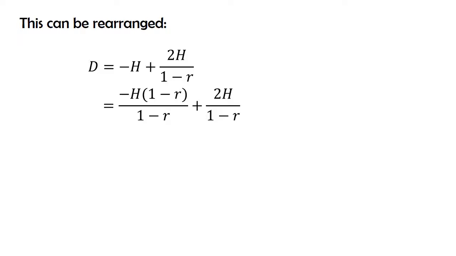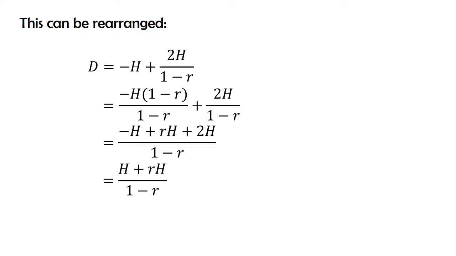But let's do some rearranging to make the formula look a little neater. We'll start with this. We'll take the negative h and get a common denominator of 1 minus r, so we multiply top and bottom by 1 minus r. We'll then distribute the negative h into the parentheses and add the two fractions together. We do that in one step. So here we have negative h plus rh plus 2h. Well, we can't do much with the rh because we don't know what r is, but the 2h and the negative h combine to make simply h plus rh.